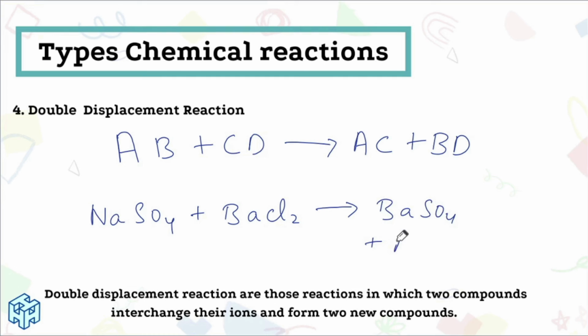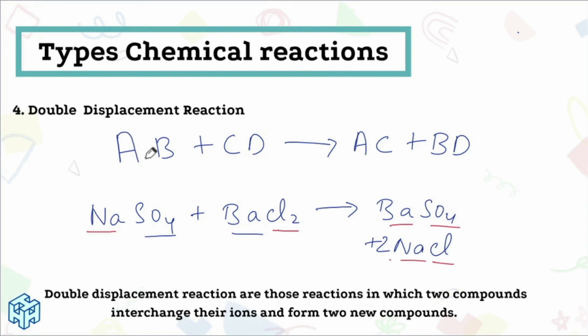BaSO4 plus NaCl. What happened? This guy joined this guy and this guy joined this guy. Are you able to see? Observe it. You can understand it clearly. One guy left its position and joined the other guy.